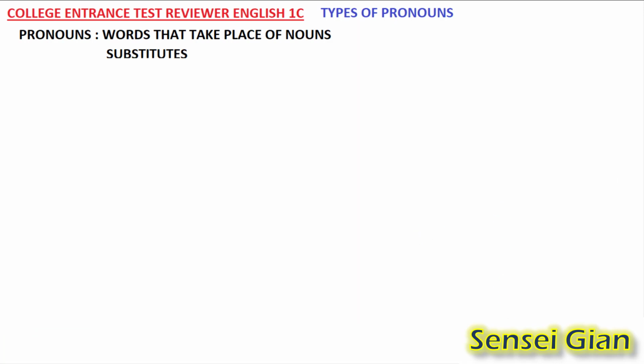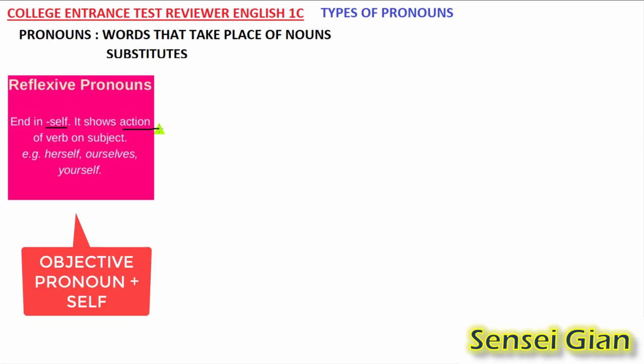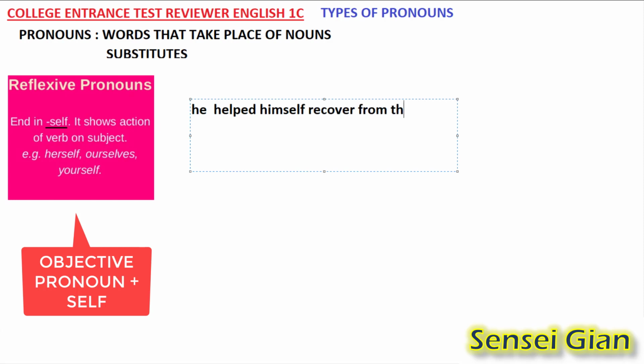So now we're done with the basic types of pronouns. How about the other types of pronouns? Reflexive pronouns. Reflexive pronouns are the pronouns you use if the action is done on the subject itself. Let's say for example, he helped himself recover from the injury. The idea here is that he helped his own self, so that is "himself". So what are the patterns here?